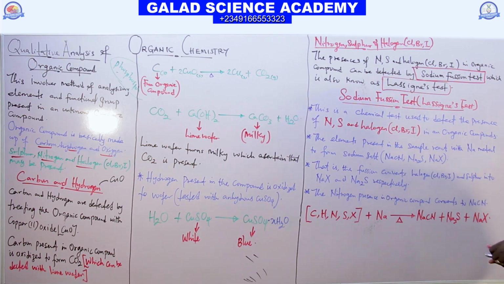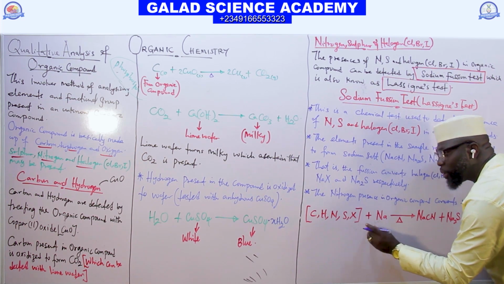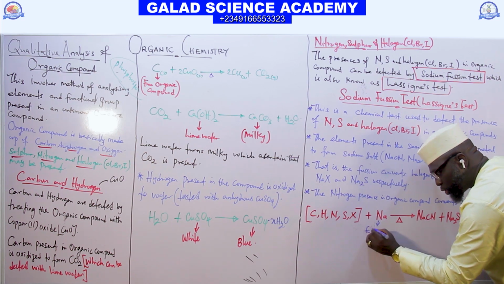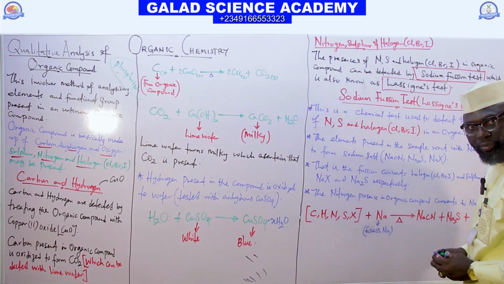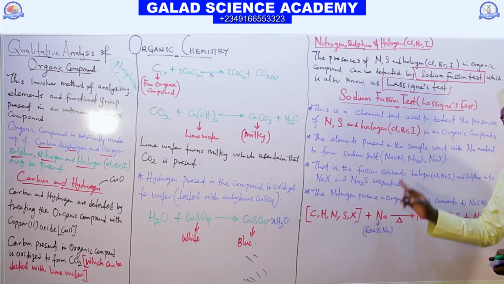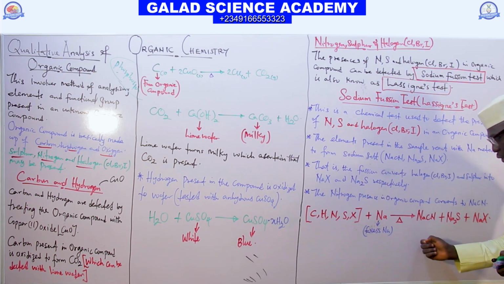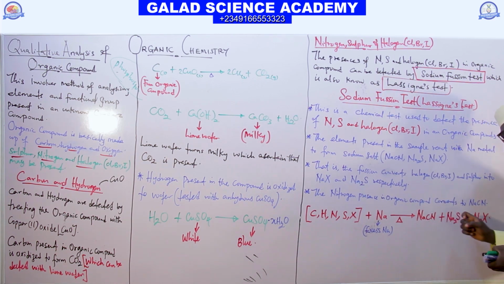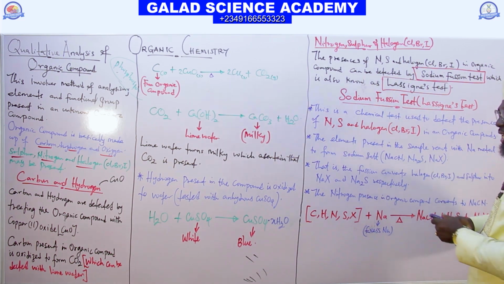But mind you, in this reaction, the sodium used here must be in excess. You must use excess sodium. Why? If the sodium used in the sodium fusion test is not in excess, it is limited, the product that it will form, instead of having sodium cyanide and then sodium sulfide, it will give us sodium thiocyanate instead of sodium cyanide. Let me write it here.